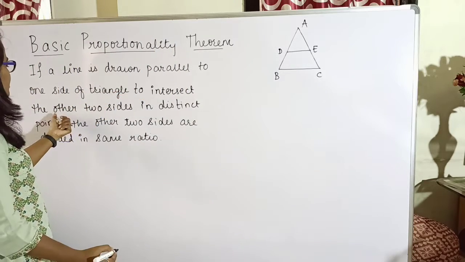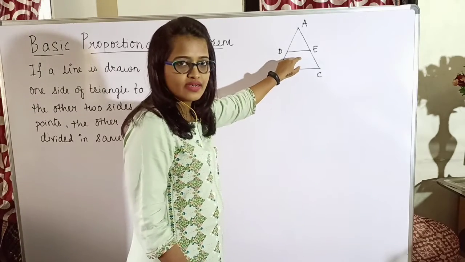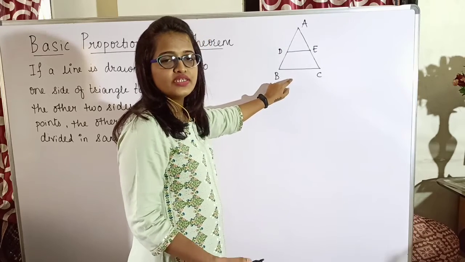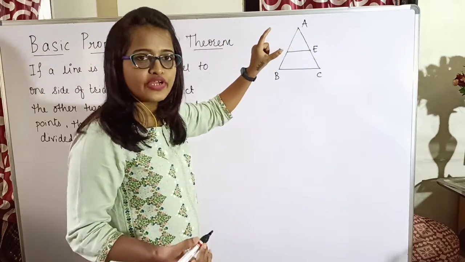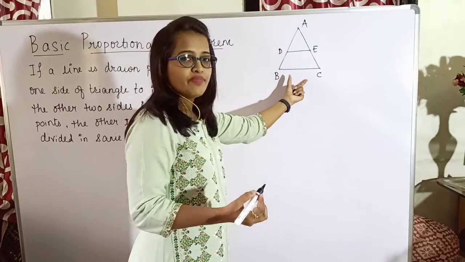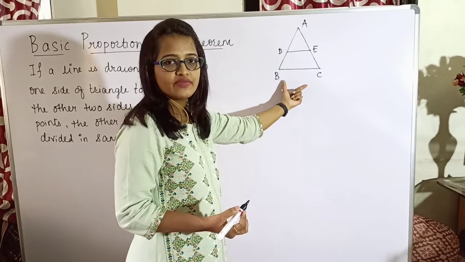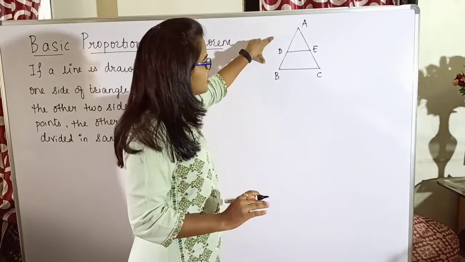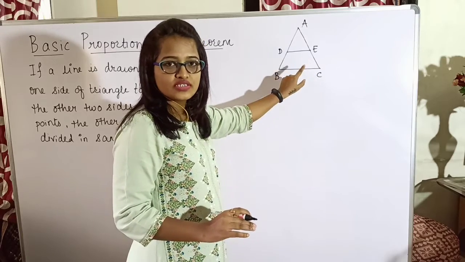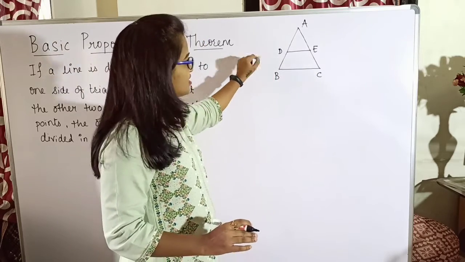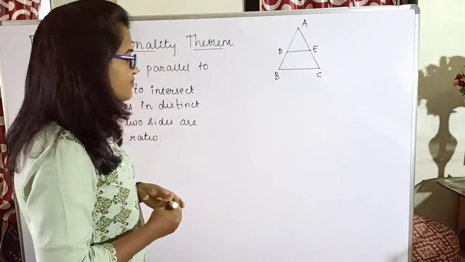Which intersects the other two sides in distinct points. The line which you are drawing parallel to BC has to be intersecting the sides AB and AC in two different points. The other two sides means leaving apart the side to which you have drawn the line parallel. Currently I have drawn the line parallel to BC, so leaving BC, the other two sides AB and AC. The line has to intersect the two sides at two different points. In this case, it is intersecting AB at D, whereas it is intersecting AC at E.